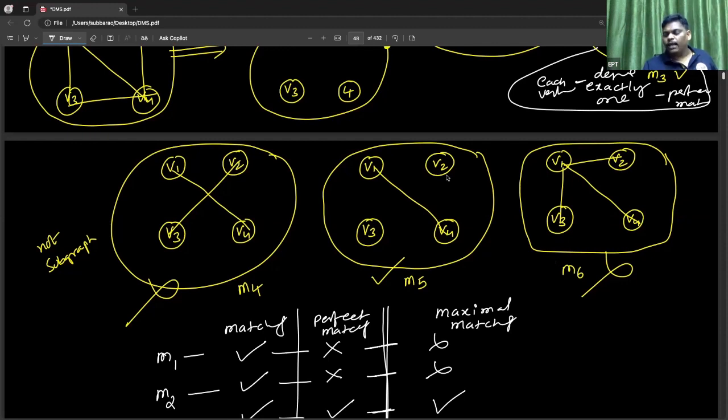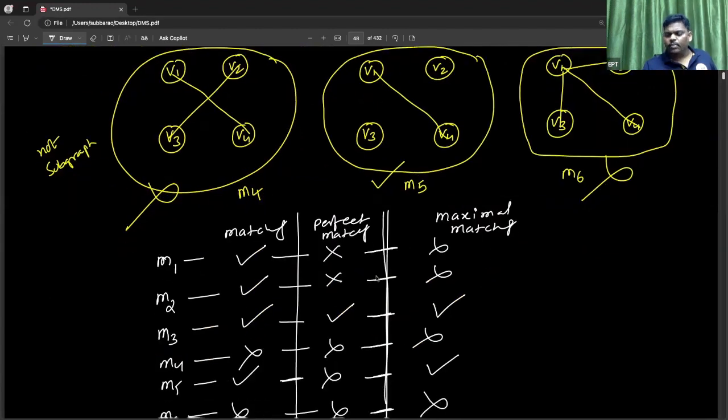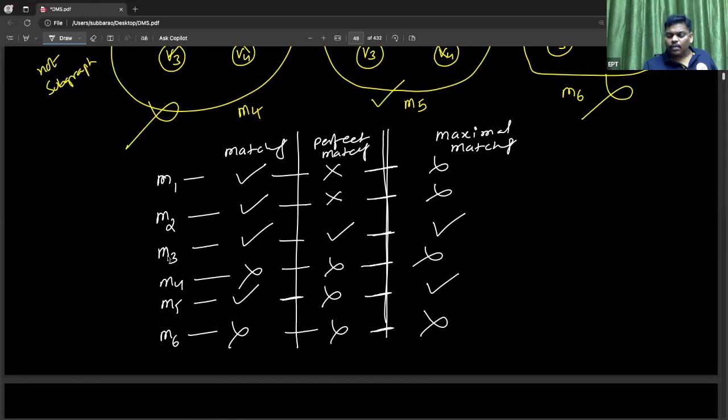If I add one more here, definitely the matching property will fail. Because if you add to V1, already 1, it will become 2, matching fails. If you add V1 to V3, V1 fails. If you keep V3 to V4, V4 fails. If you keep V2 to V3, in the original graph V2 to V3 is not there. So remember, M3 is a maximal matching, and M5 is also a maximal matching.